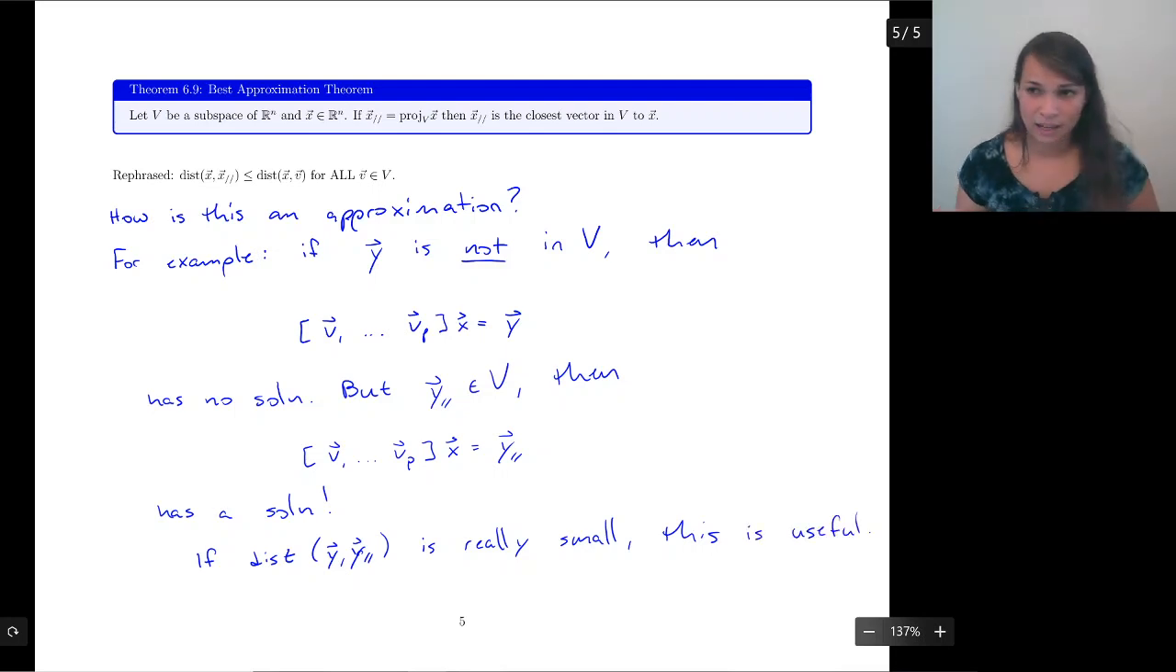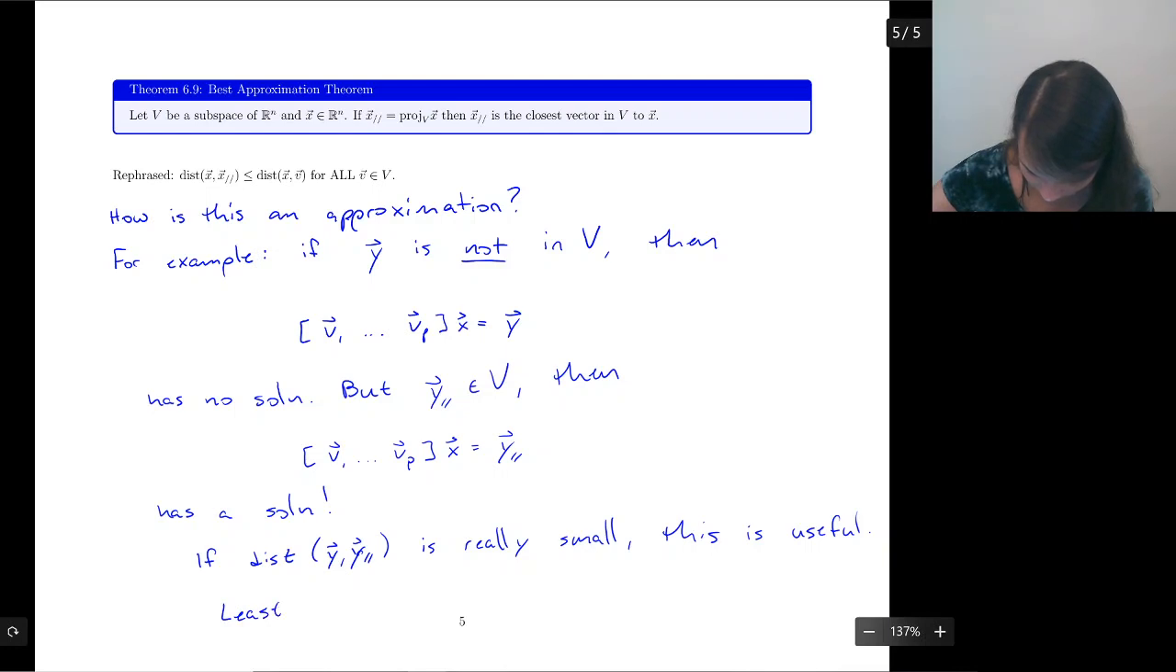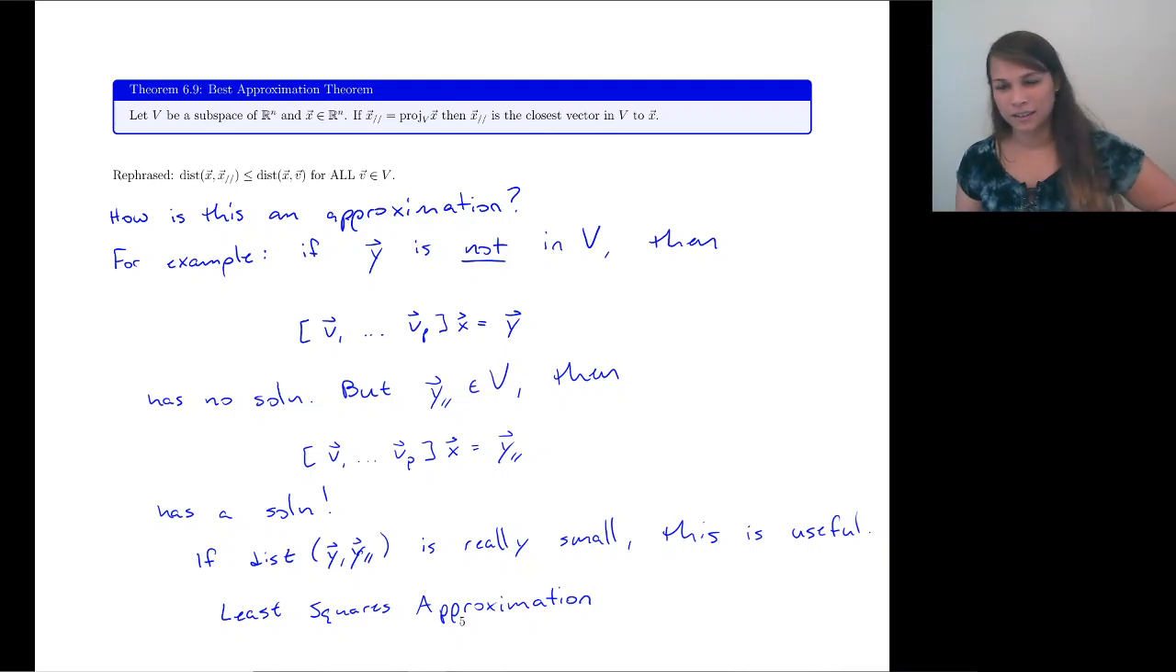This is useful if the distance between y and y parallel is really small. And hopefully, I think we're going to have time to get into this next week. It's called the least squares approximation. It's like, oh man, we don't have a solution, but golly, it's really close to being in there. What would its answer be if it was in there? And it's not something we have time to talk about right now. Hopefully we'll have time to talk about it next week.